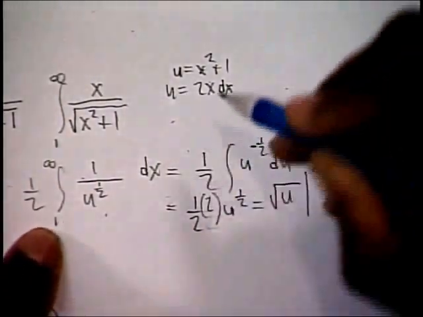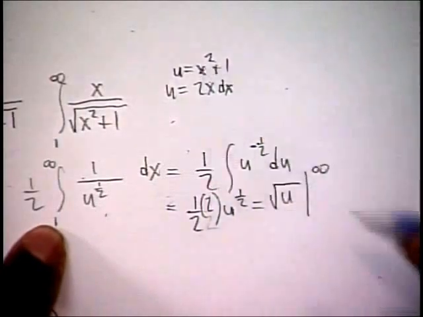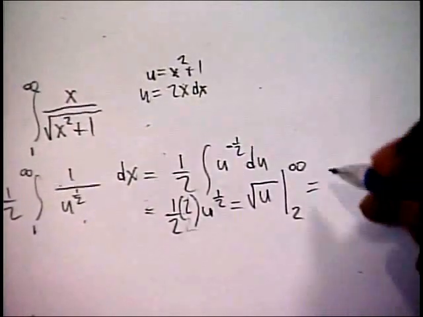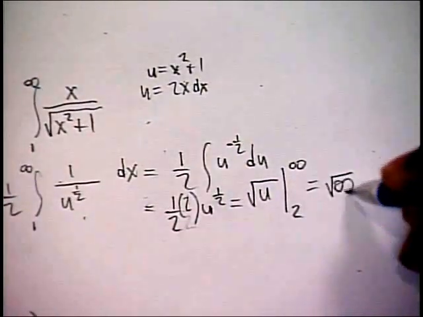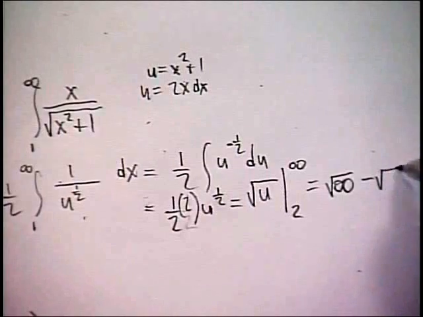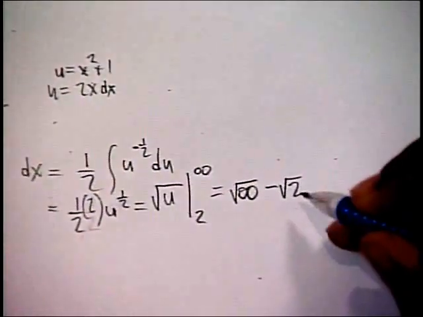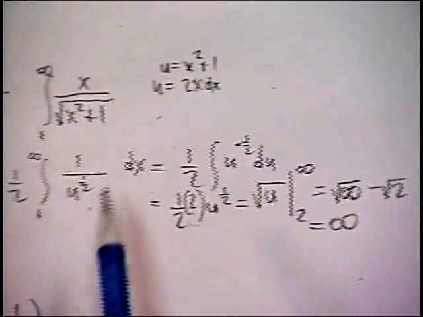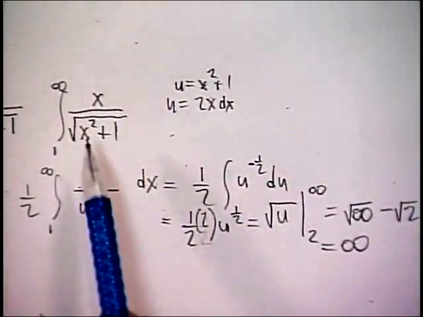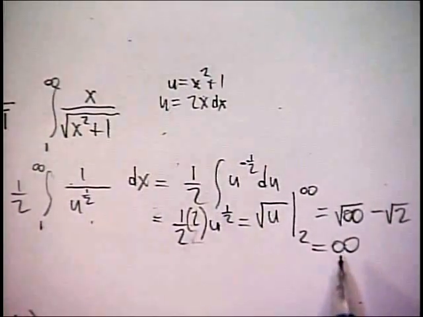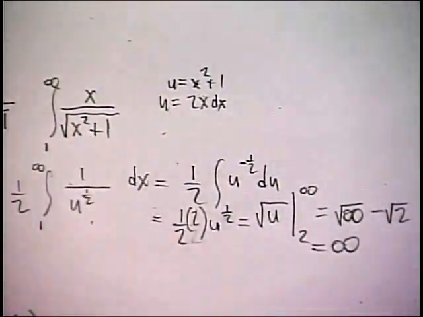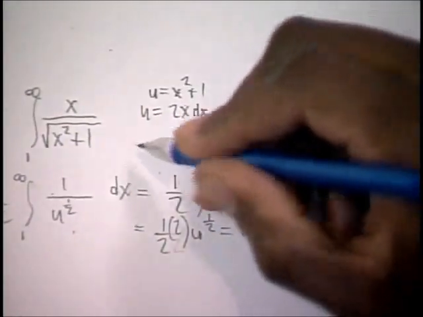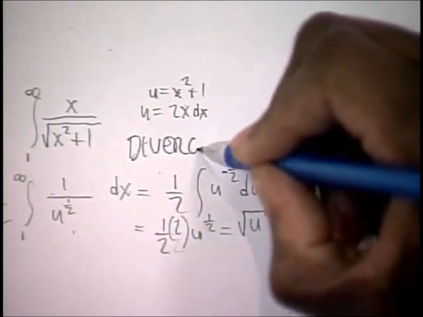All right. So now you evaluate that. You end up with radical infinity minus radical 2. You end up with infinity. And what we told you to begin this problem is if you take the antiderivative and you get something finite, that means that this series converges. You did not get anything finite, you got infinity, so that means that this series diverges. Final answer.